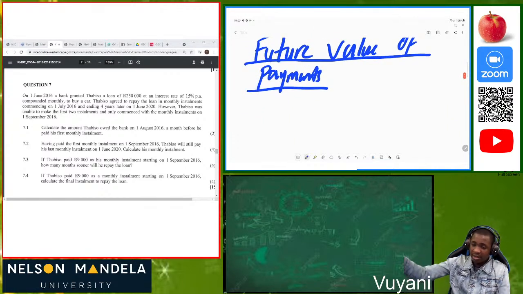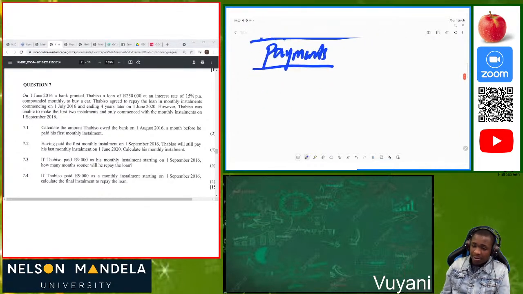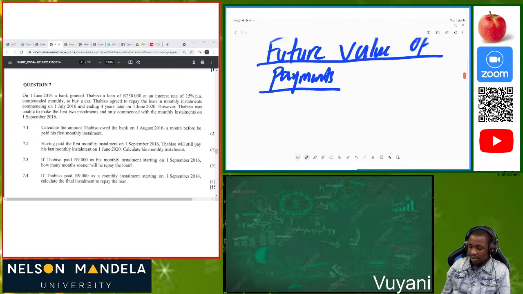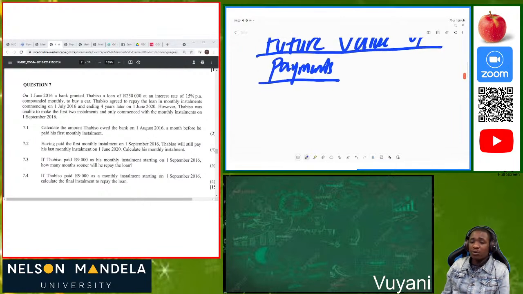The future, which means we are looking at the future value of the payments. How much will this thing be in 10 years to come? How much will you pay after 15 years to come? How much will you pay after this period of time has passed?